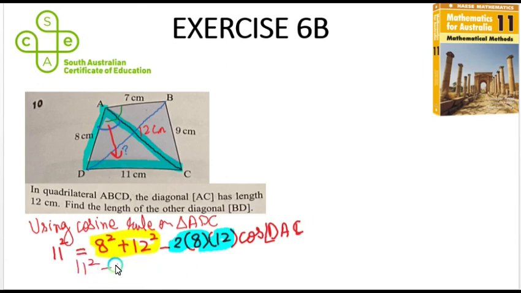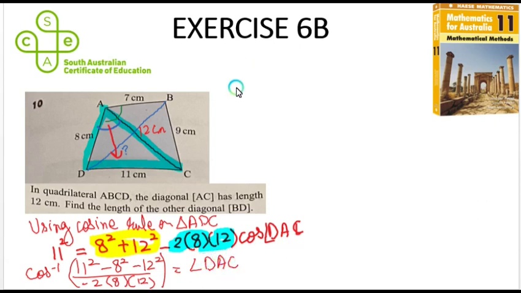11 square minus 8 square minus 12 square, and then divided by this whole thing, minus 2 times 8 times 12. And when you take cos inverse, obviously this will be cos inverse of this whole thing. This will be angle DAC. Okay, now finding angle DAC, I'm doing the process here now.